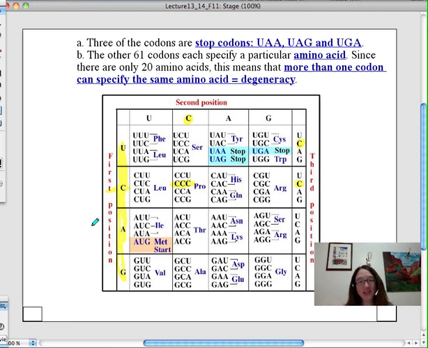Tell me what amino acid is specified by the codon GGA. GGA. Okay, so I'll erase while you're finding it. Hopefully you're figuring it out. G. Go to the second position for G, okay, and then A would give you glycine. So GGA specifies glycine, right? So we're getting the hang of how to use the codon usage table, hopefully.